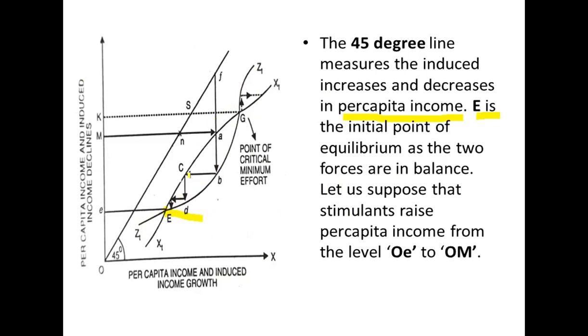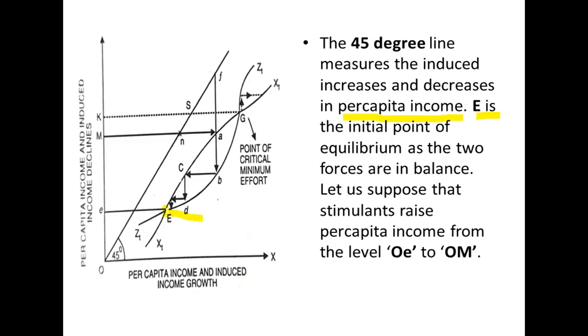XT is the income generating curve. Both these two curves intersect at point E. We say that at point E there is an equilibrium because shocks are just equal to stimulants. So E is the initial point of equilibrium as the two forces are in balance.